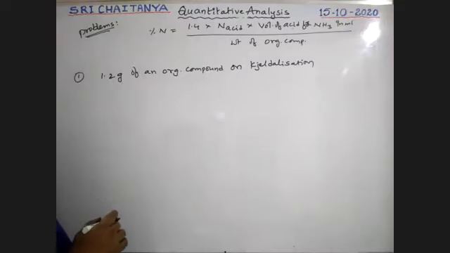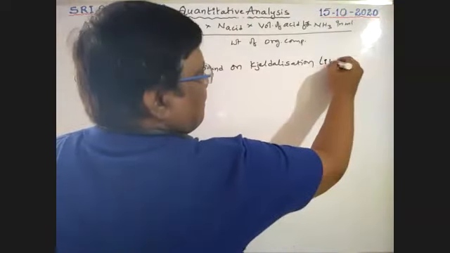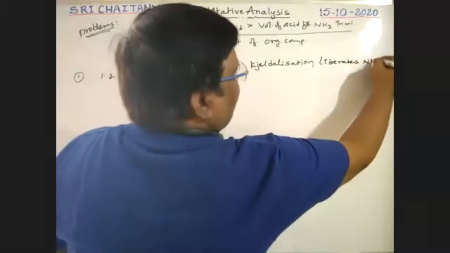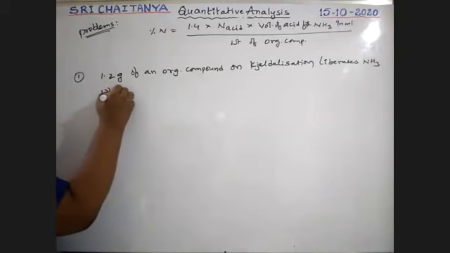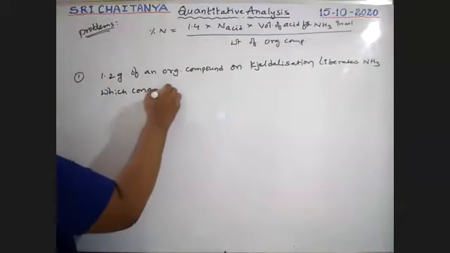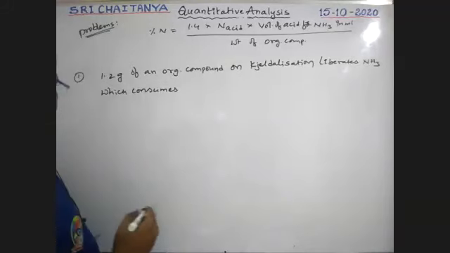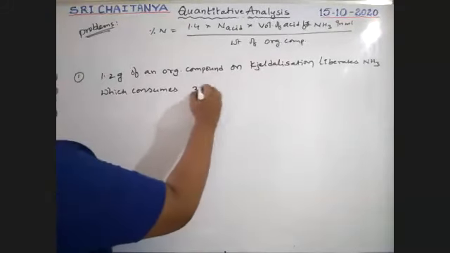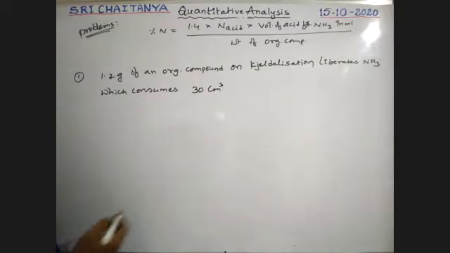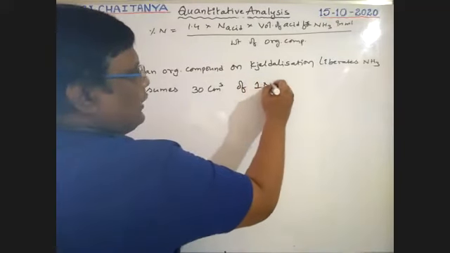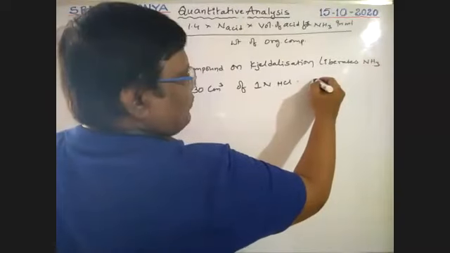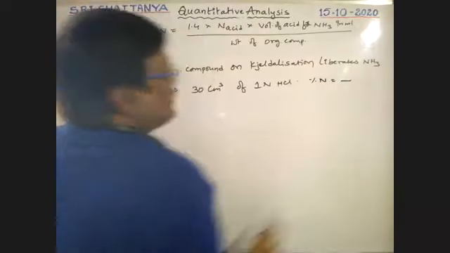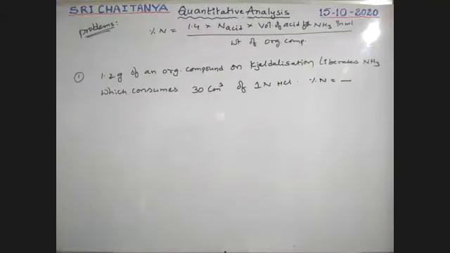liberates ammonia, which consumes 30 cm cubed, nothing but 30 ml, of 1N HCl. So the percentage of nitrogen is equal to dash.